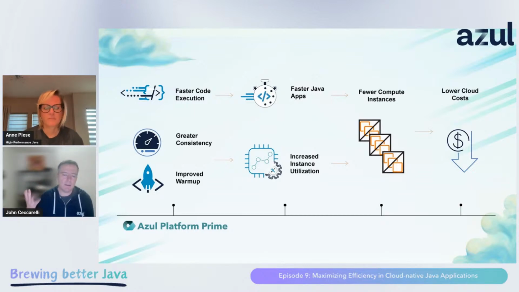The way that Azul Platform Prime affects your cloud cost spend is primarily by reducing your horizontal scaling, right? And to a certain extent, reducing your vertical scaling, but primarily your horizontal scaling. So we talked about how faster execution means I can get more transactions through my server. I need fewer servers overall.